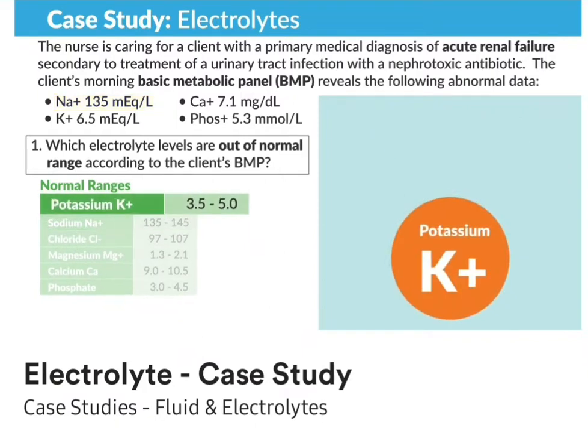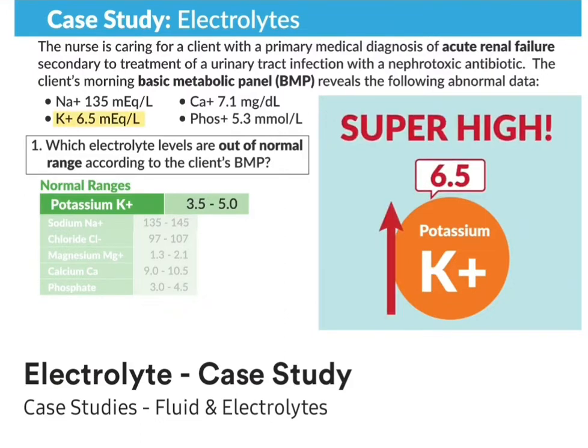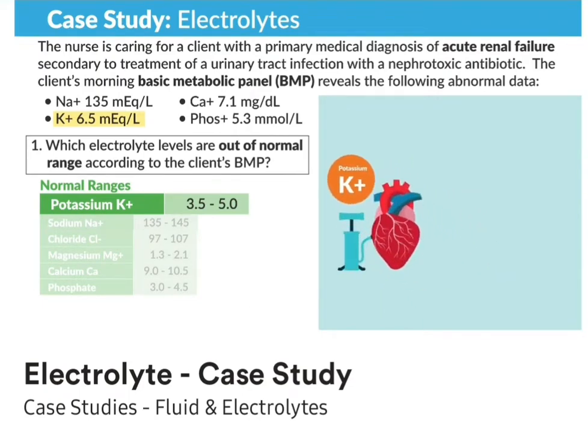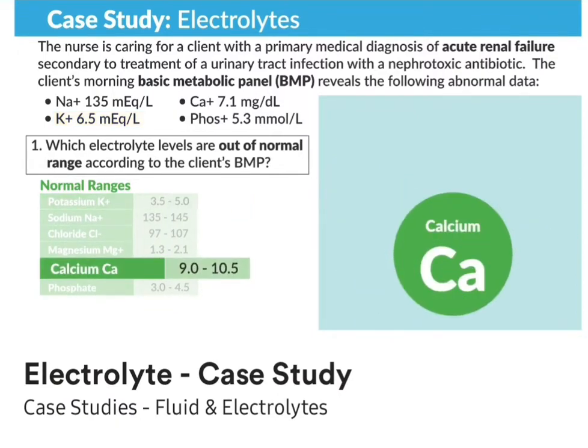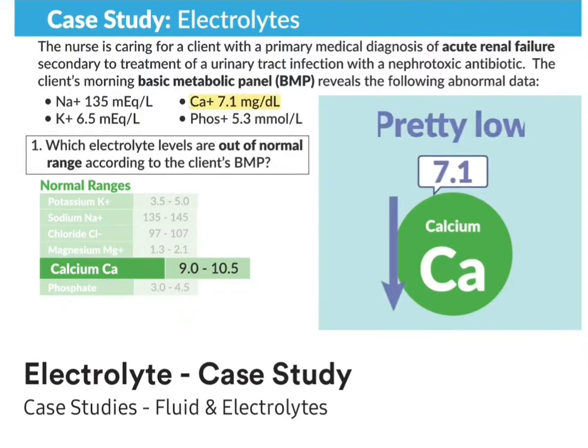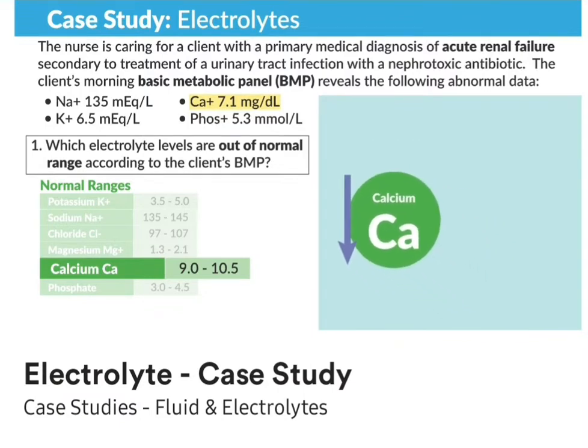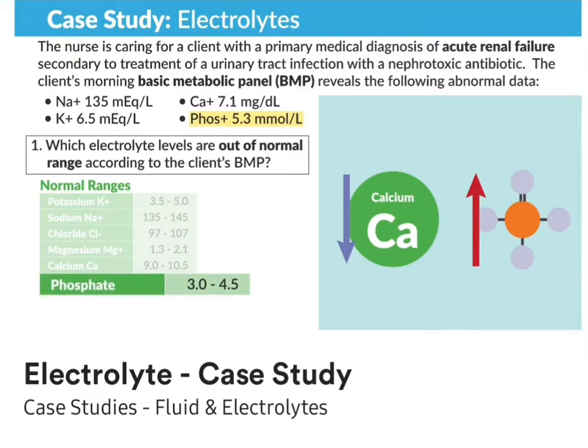Now potassium, that K+, normally between 3.5 and 5.0. So it's 6.5. Whoa, okay, that's super high. Remember, potassium pumps the heart and the muscles. Huge risk for heart dysrhythmias. Now, in terms of calcium, that's Ca+, normally between 9.0 and 10.5. So we have a 7.1 here. That is pretty low. And we know when calcium is low, well then phosphate will be high, since they work inversely. So phosphate is 5.3, which is high, as expected, because normally it's 3.5 to 4.5.